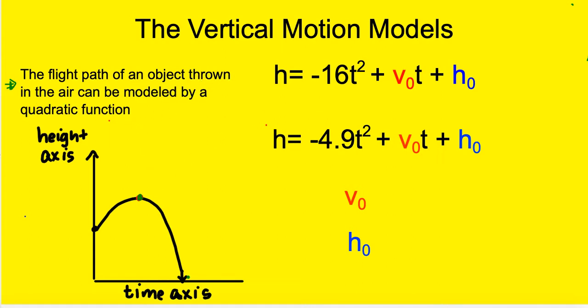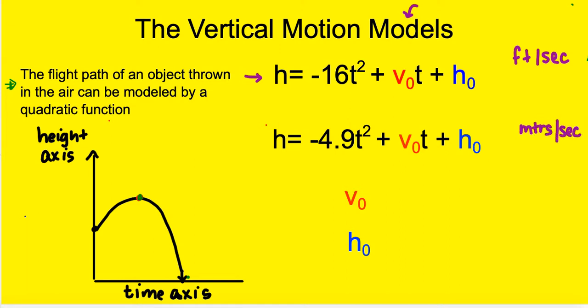So the flight path of an object thrown in the air can actually be modeled by a quadratic function, but we call it a model. Why? Well, because there's a formula we have that includes gravitational force. And these are the two models we have. h equals negative 16 t squared plus v sub 0 t plus h sub 0. This is when we're dealing with something that's in feet per second. And then h equals negative 4.9 t squared plus v sub 0 t plus h sub 0. This is when it is in meters per second.